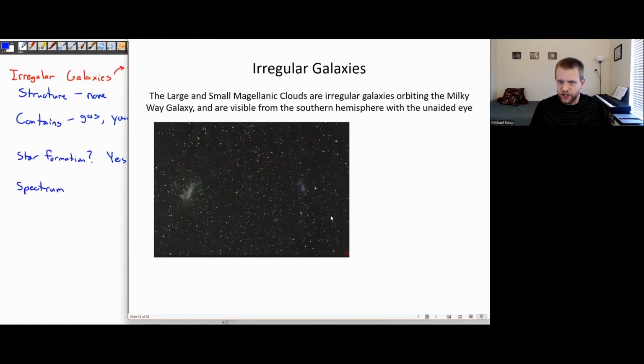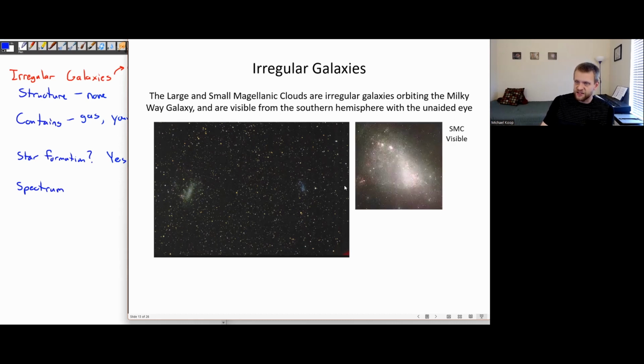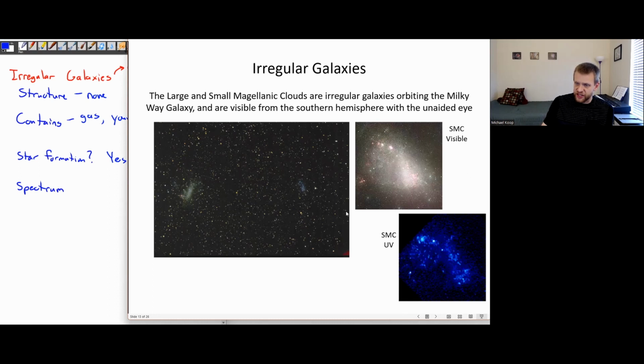So we've got a couple of example images of this. These are the large and small Magellanic Clouds, irregular galaxies that are orbiting the Milky Way galaxy. Unfortunately, these are only visible from the southern hemisphere, but you can actually see them with the unaided eye from the southern hemisphere. This is the small Magellanic Cloud in the visible spectrum. Notice we're seeing some of those pink splotches. And if we look at the same thing in the ultraviolet part of the spectrum, now we see more of those blue speckles, those very high energy O and B main sequence stars that are giving off a lot of that UV light.